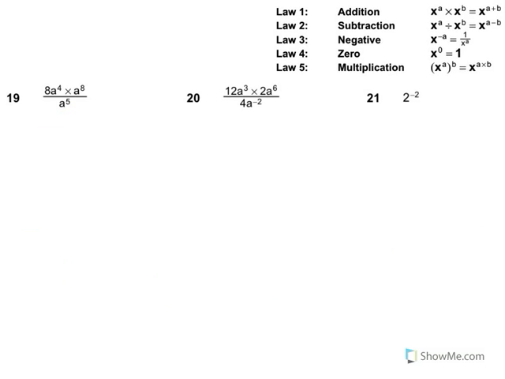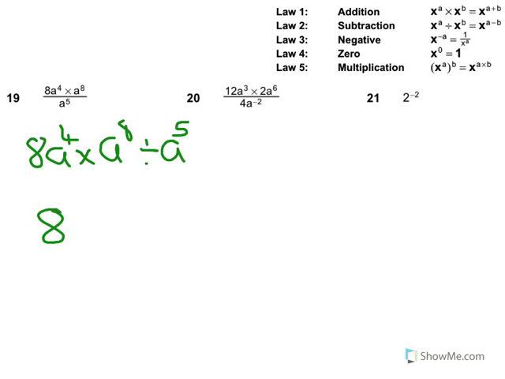Right, let's try some harder ones. Okay, here's 3 slightly different questions. In question 19, we've got a fraction. But remember, as I keep telling you, a fraction is just a division sum. So in question 19, we've got 8a to the power of 4 times a to the power of 8, and we're dividing all of that by a to the power of 5. So we can just use our indice rules. We don't need to worry about the coefficient. We've got 8a and then 4 plus the 8 is 12, take away the 5 is 7.